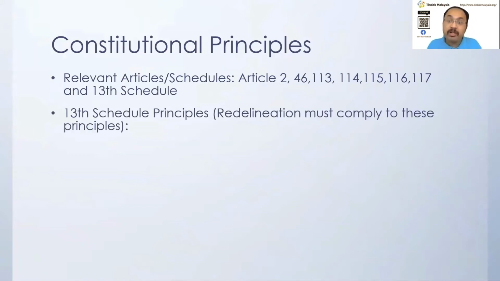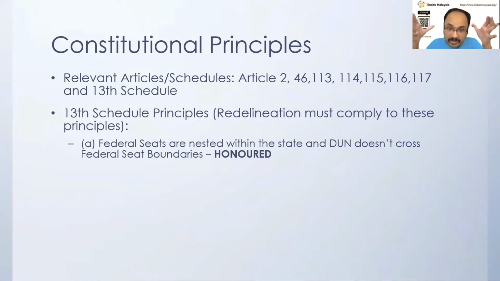Very important, we need to stress that the redelineation must be done in a way to comply with the 13th Schedule principles. Here are the quick points that underpin them. The federal seats are nested within the state. That means your parliamentary seat and your DUN seats shall be within one state or one territory, and the DUN doesn't cross federal seat boundaries. What I mean by that is your DUN is a subset of parliament. A parliament at minimum will have 2 DUNs. A DUN can only belong to one parliamentary seat or federal seat. As a matter of fact, among the 4 principles of the 13th Schedule, this is the only one that is being honored.